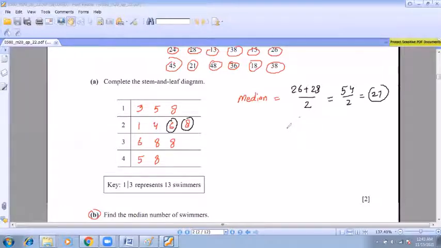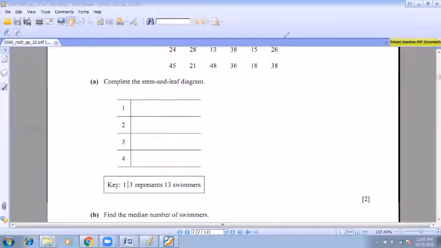How to find the median if we have a set of data? We will choose exactly the middle two terms and find the average of the middle two terms. And if we have an odd set of data, then the middle term is the median of the set of data. I hope it's okay. We move to the next question.